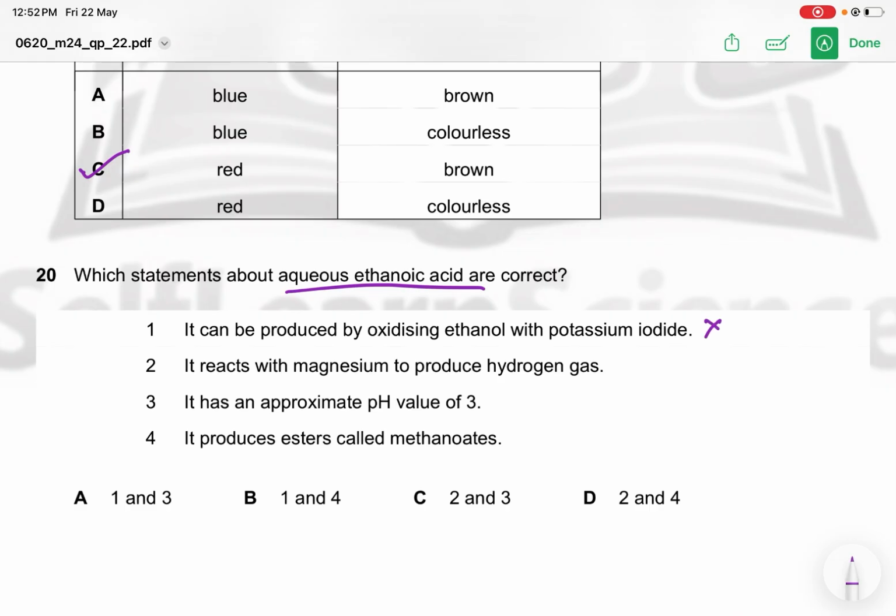It reacts with magnesium to produce hydrogen gas. Yes, that is correct. Ethanoic acid acts as a typical acid, and it will react with metal to produce hydrogen gas. It has an approximate pH value of 3. So yes, it's a weak acid, that is correct. And it produces esters called methanoates. Now it produces ester, but because we have used ethanoic acid, it cannot be methanoate, it should be ethanoate. So again this is wrong, so it should be only 2 and 3, which is my option C.